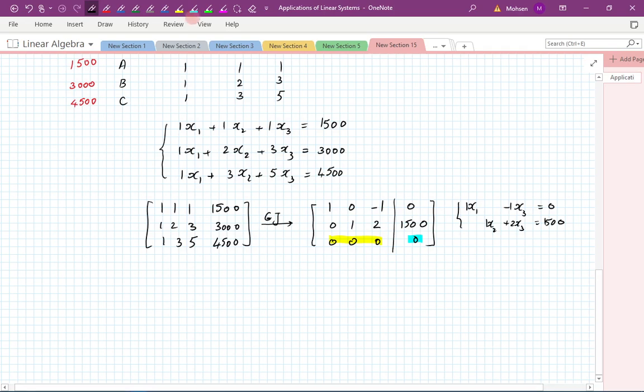Then what we are going to do is call x3 the free variable, and take all of that free stuff to the right hand side, which makes it look like x1 is equal to 0 plus 1x3, and x2, there was always a 1 in front of it, but let me write it, is 1500 minus 2x3.